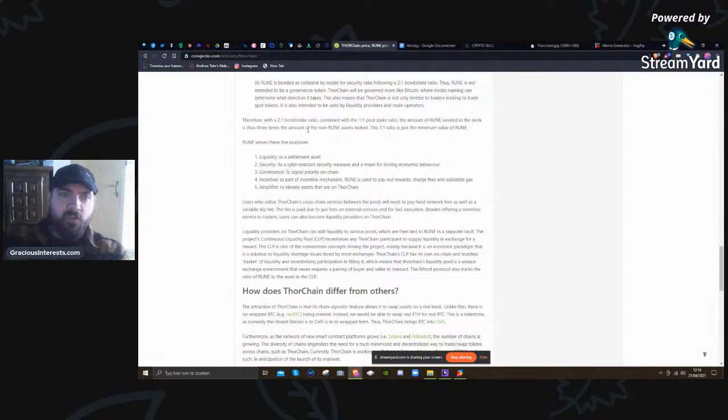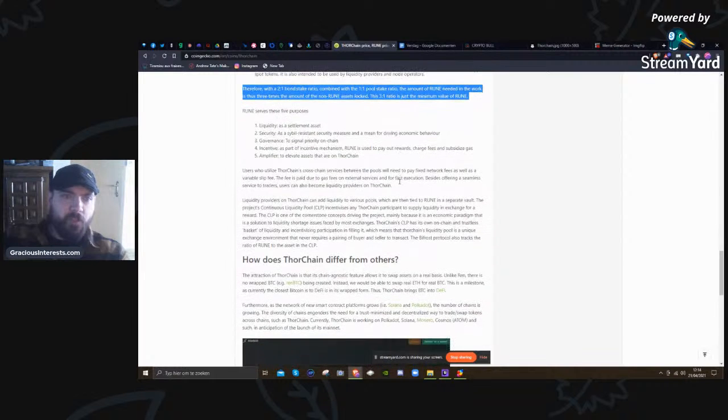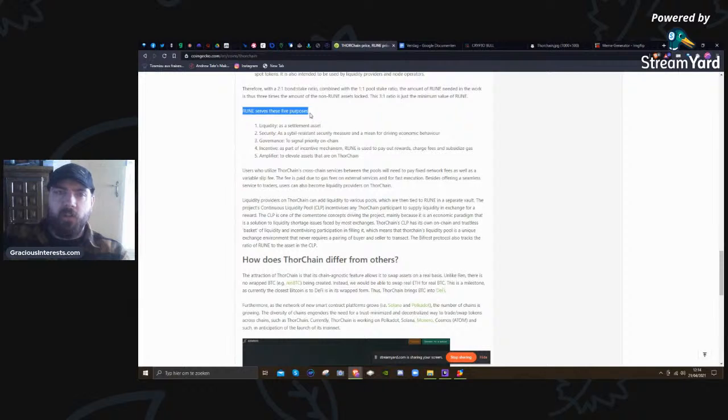Needed in the work is just 3 times the amount of non-assets locked. This 3-to-1 is just the minimum value of RUNE. So basically they say here, well, the minimum value of RUNE that is needed in order to stake or make use of the network. So here they put it in more plain English terms, probably should have read a little bit further.